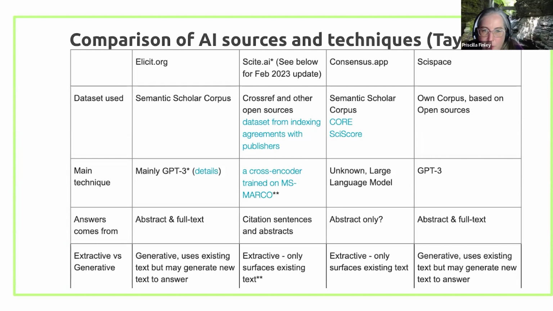So on the screen is a table from librarian Aaron Tay that compares the data set and the AI techniques that are used by each tool. Notice that the bottom row compares how they work. Some will just show you highlighted extractive snippets of text, so they're not creating any new language, they're just pointing you to a section in the article that answers the question that you've asked.